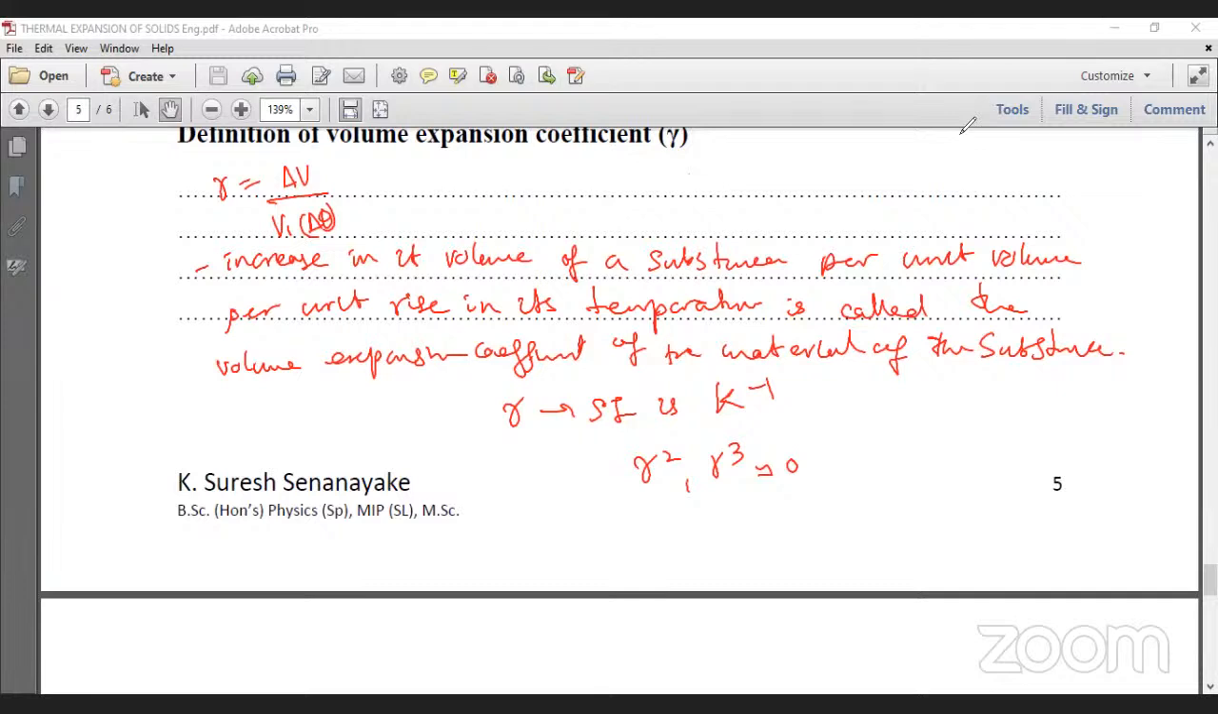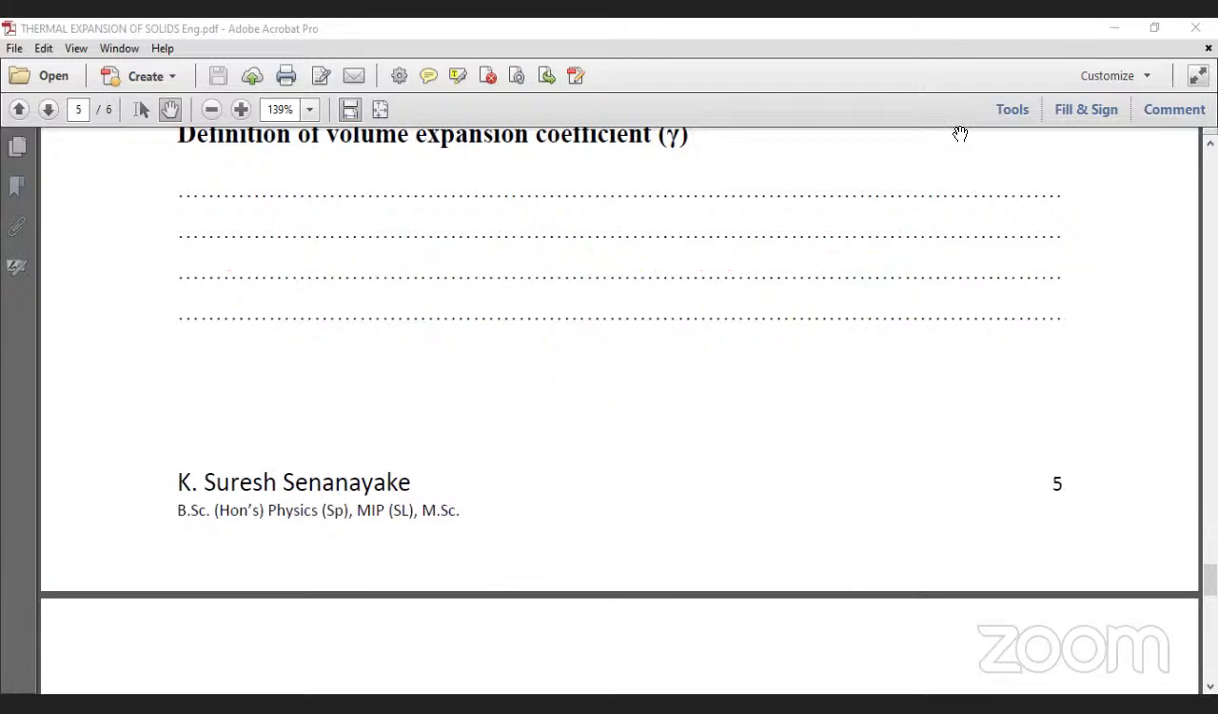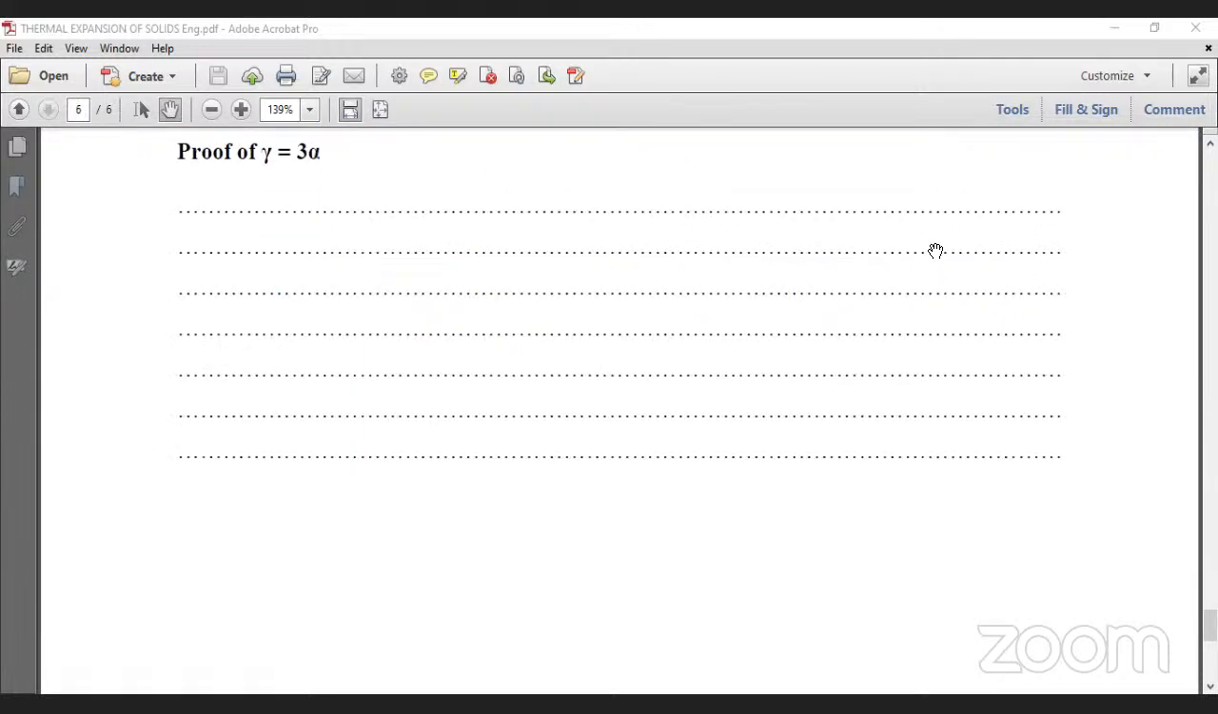Then we can also prove that gamma is 3 times alpha for a given substance. So we can write it like this also. The proof is similar to the previous one, and we can do it in the same manner. So consider the volume of a cube of side length 1 meter.